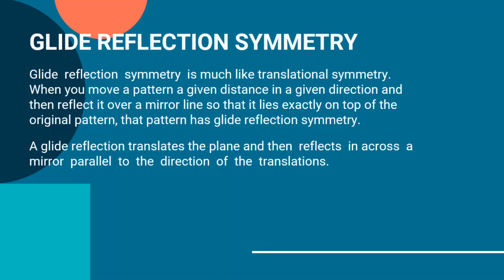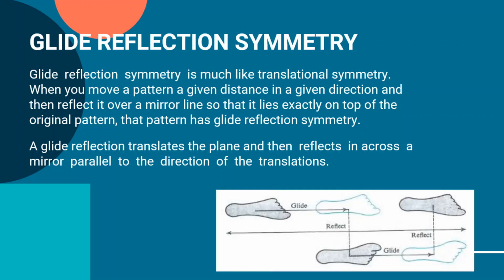Glide reflection symmetry is much like translational symmetry. When you move a pattern a given distance in a given direction and then reflect it over a mirror line so that it lies exactly on top of the original pattern, that pattern has glide reflection symmetry. A glide reflection translates the plane and then reflects it across a mirror parallel to the direction of the translation. A great example of glide reflection symmetry is footprints.